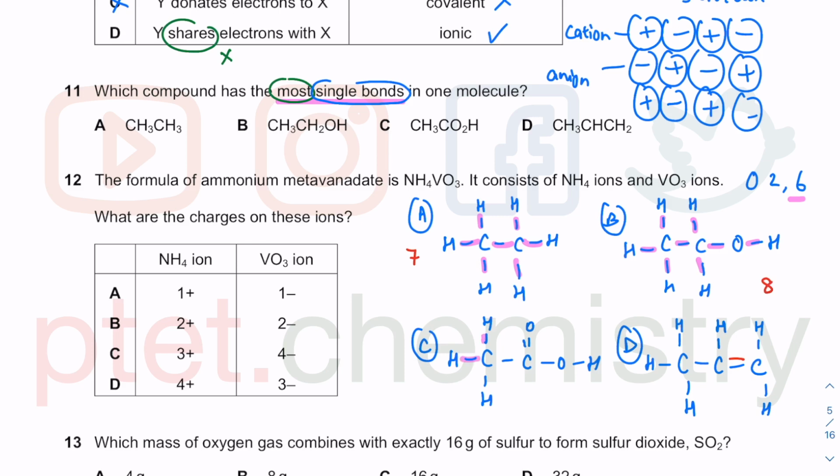Next one, 1, 2, 3, 4, 5, 6. There are 6 single bonds, because this is a double bond. And last but not least, 1, 2, 3, 4, 5, 6, 7. This is another double bond there. So there are 7 there. So which one has the most? This one has the most number of single covalent bonds. B must be what we are looking for there.